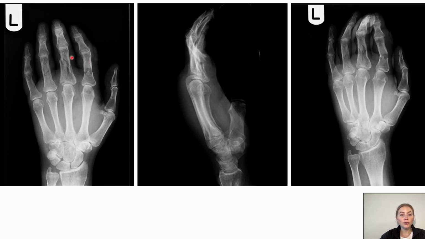However, D2, 3, and 4 kind of all have that shattered appearance, indicating that they are all comminuted fractures. They're all shaft fractures, and it doesn't look like any of them extend into the joint space, so it looks like they're all extra-articular. And then we move on to the metacarpals.